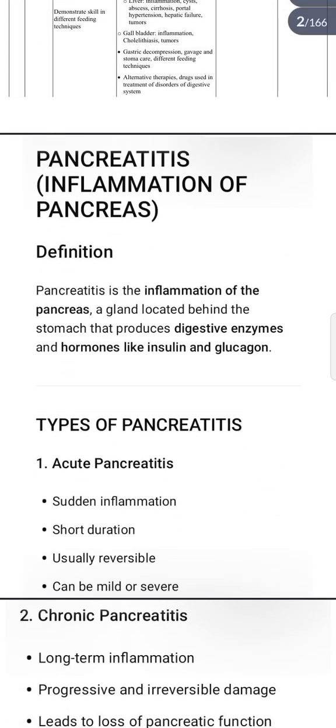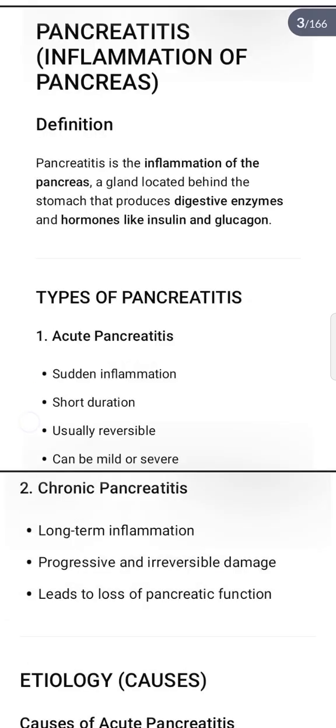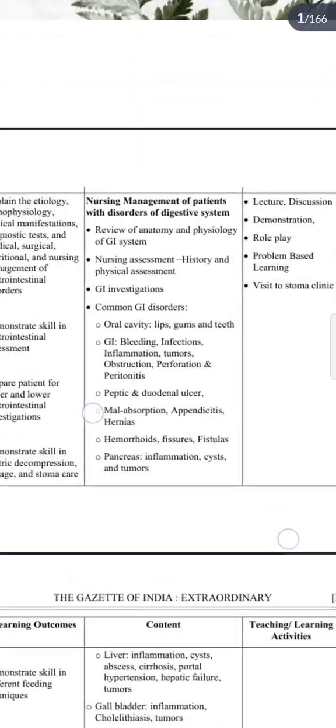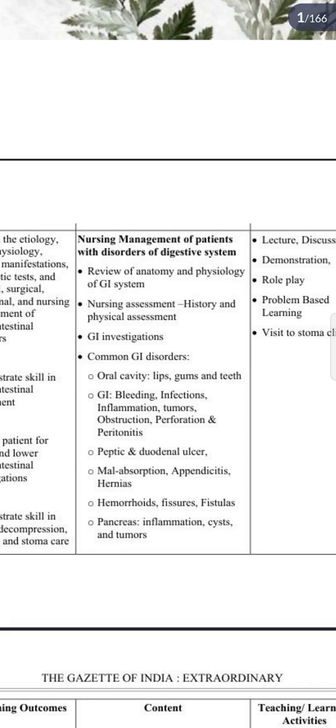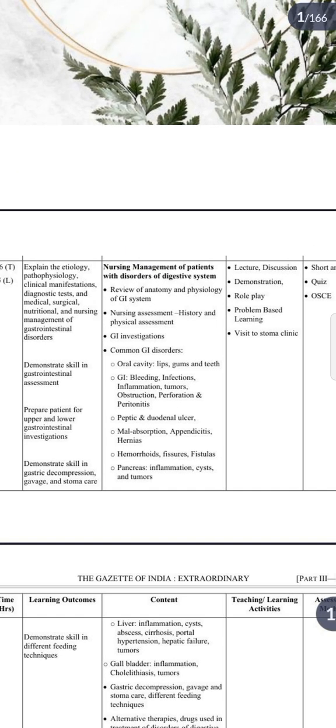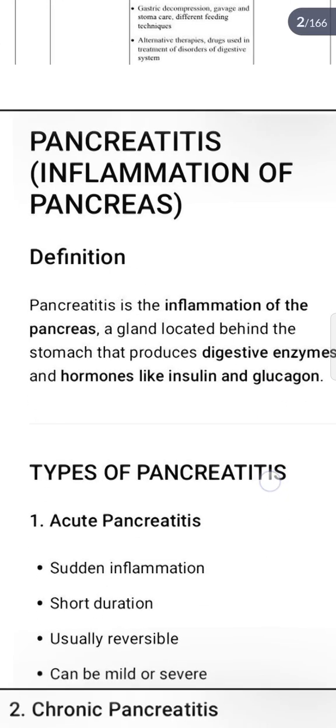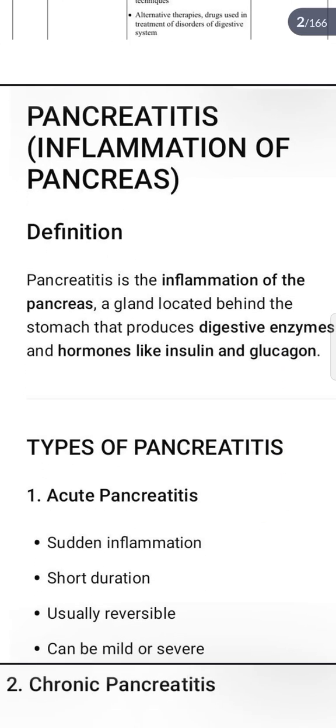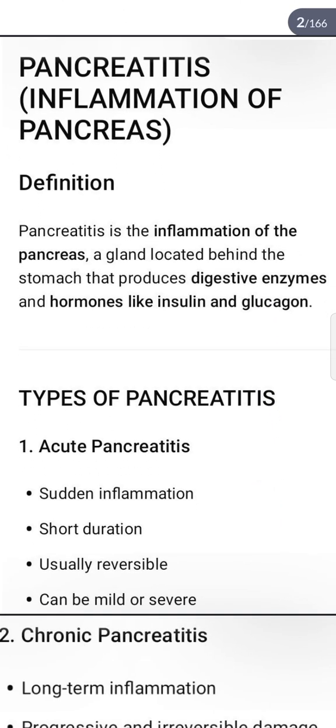So pancreatitis is an inflammation of the pancreas. If you want all these upper topics to be clearly explained, do visit that part also for better understanding. So we were on pancreatitis. The pancreas is a gland located behind the stomach that produces digestive enzymes and hormones like insulin and glucagon. जब pancreas में inflammation हो जाए, that condition is known as pancreatitis.